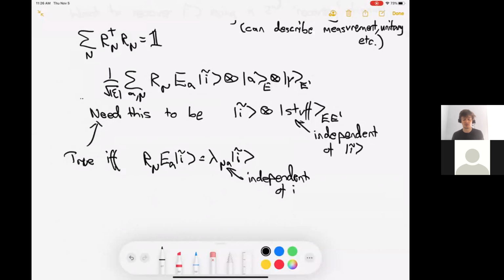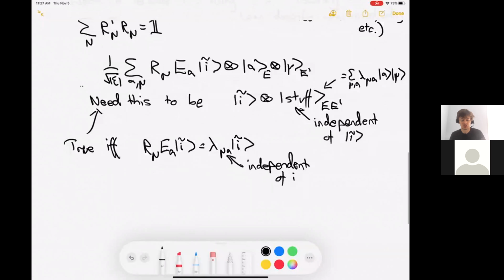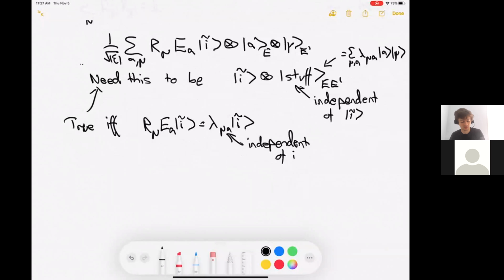Okay, if they're not independent of I, then the state of the stuff is going to depend on what I was, because the state of the stuff is going to be equal to the sum over mu A, lambda mu A, A mu. Okay, so we need those lambdas to be independent of I. Okay, so let's say that's true. Then the following is also true.